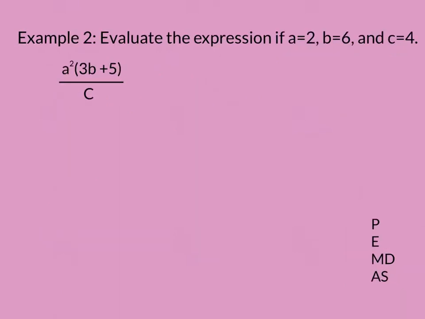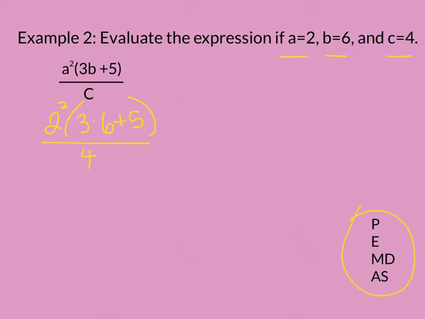Example 2, evaluate the expression if a equals 2, b equals 6, and c equals 4. So I have a squared times the quantity of 3 times b plus 5, all divided by c. So again, I'm going to substitute in my given values for my variables. So instead of a squared, I will have 2 squared, open up my parentheses, instead of 3 times b, I will now have 3 times 6 plus 5, close my parentheses, all divided by c, which is 4.